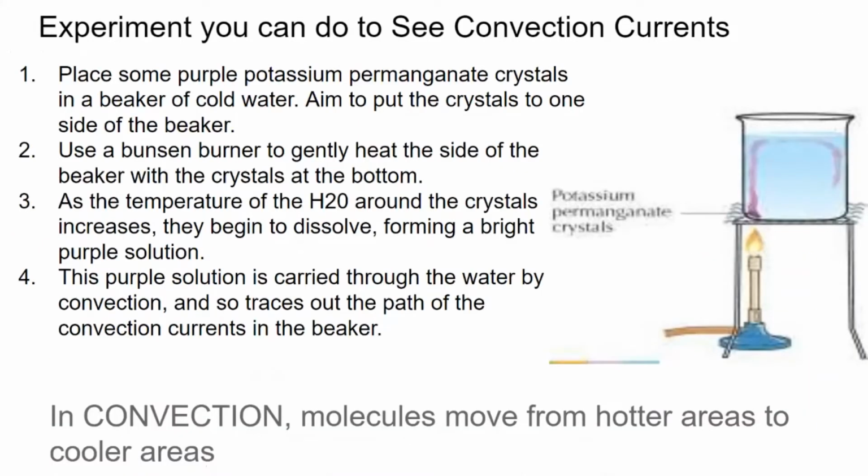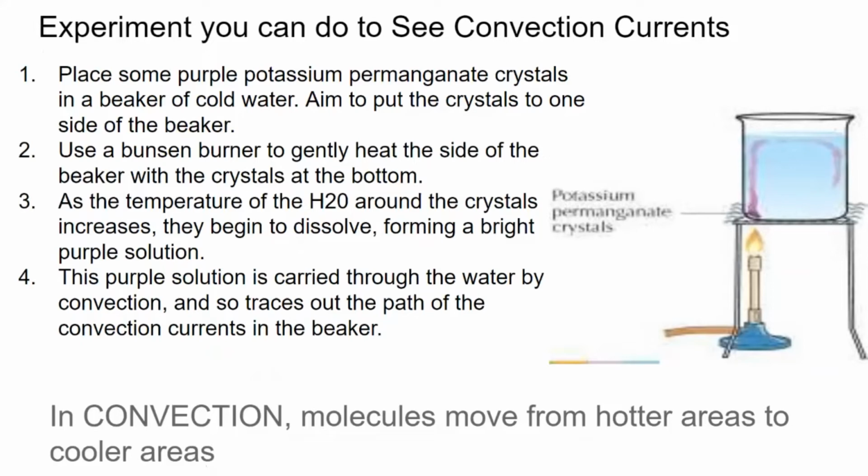Experiments you can do to see convection currents. Place some purple potassium permanganate crystals in a beaker of cold water. Aim to put the crystals to one side of the beaker. Use a Bunsen burner to gently heat the side of the beaker with the crystals at the bottom.